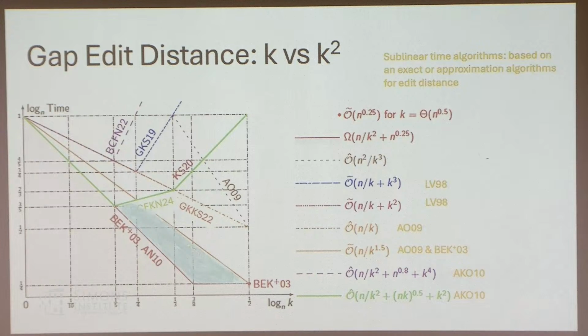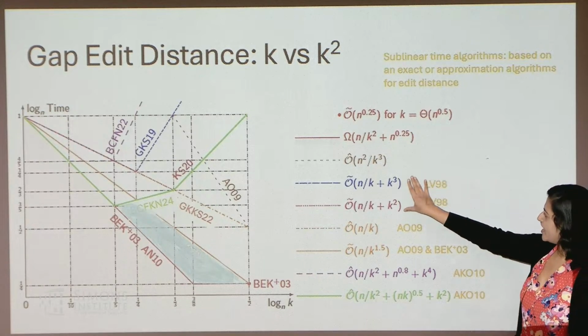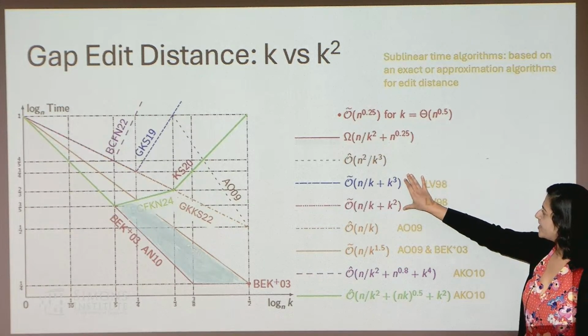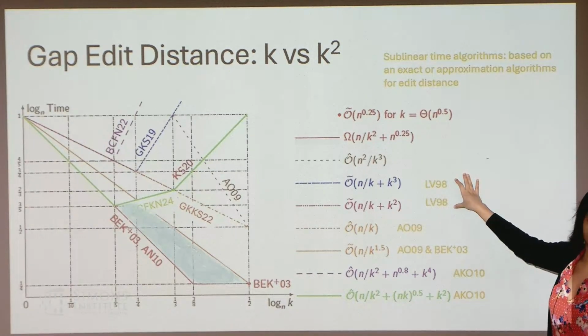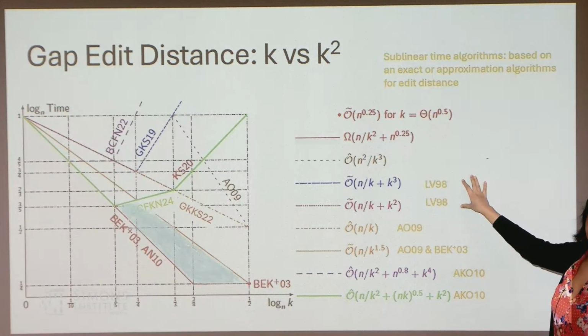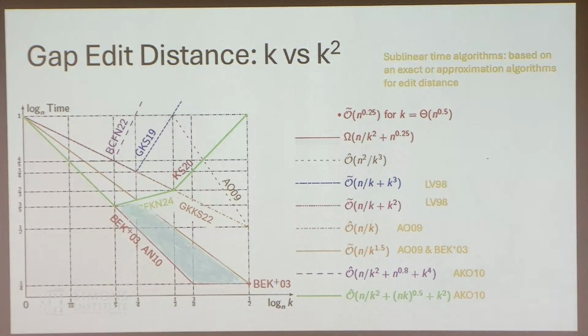So I'll start with this n over k plus k cubed, k squared, these bunch of results, and they heavily depend on Landau-Vishkin's result from '98. So let me just briefly tell you how Landau-Vishkin's edit distance algorithm works and then go into the sublinear time algorithm. Any questions about the state of the art or gap edit distance?